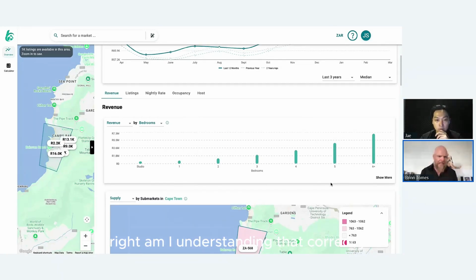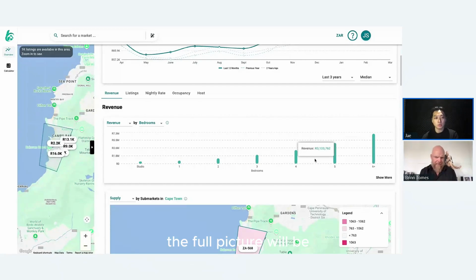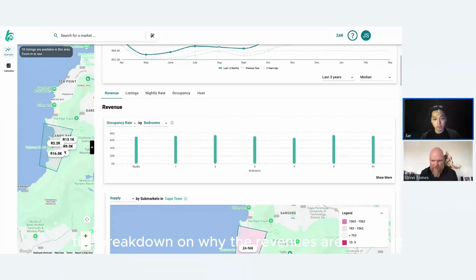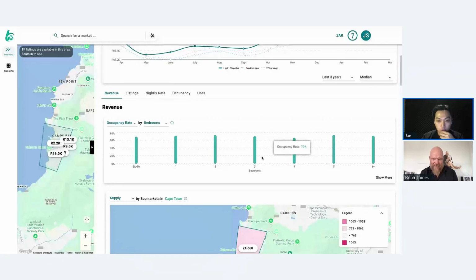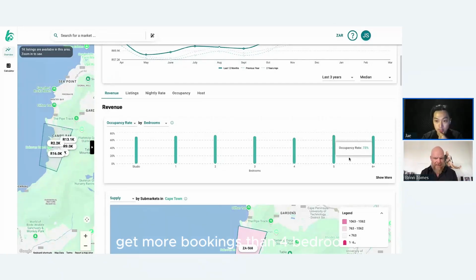Am I understanding that correctly? But 3 bedrooms and 4 bedrooms seem to be the kind of sweet spot there. But 5, obviously, with the revenue, quite a big jump there as well. It's almost double. Yeah. So the full picture will be figured out after knowing the rent prices difference as well. But you can actually see the difference in the breakdown on why the revenues are different. So the smaller bedrooms still get more bookings. Yes, with the exception of the 5 bedrooms, which get more bookings than 4 bedrooms.